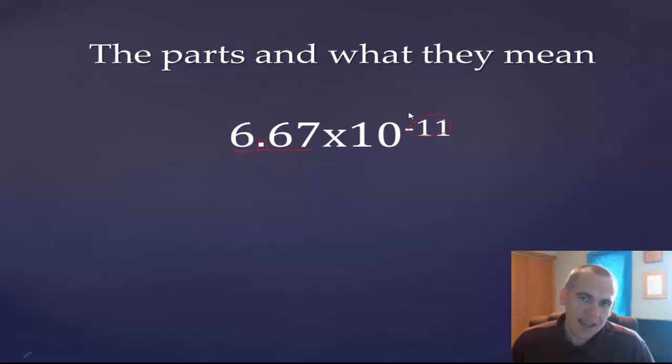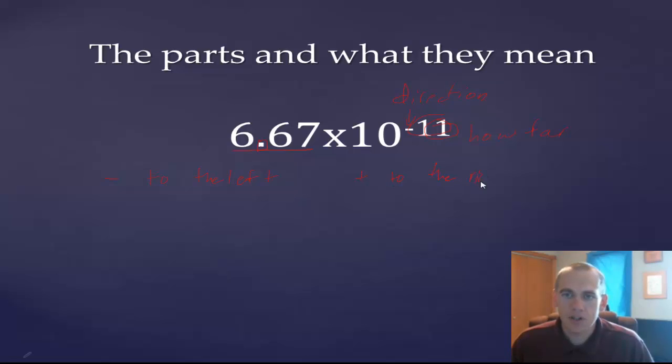Okay? And that negative is a direction indicator. Okay? If there's not a negative, then it's assumed to be positive, and that also indicates a direction. And the 11 is how far. Okay? So the exponent tells how far and in what direction to move the decimal point. So 6.67 times 10 to the negative 11th, we should move this decimal point to the left because it says negative. Okay, so negative means to the left. Of course, positive means to the right.